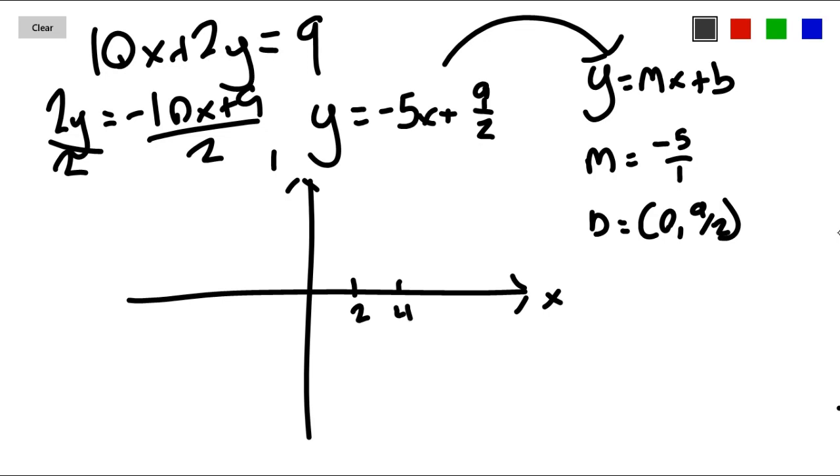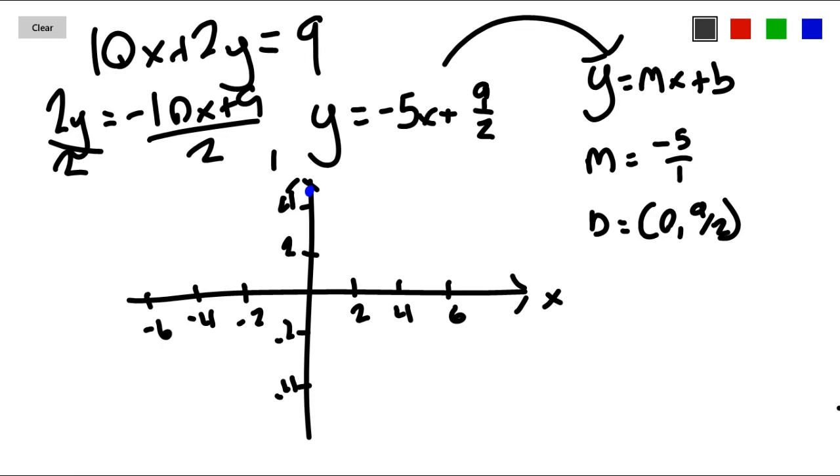2, 4, 6, 2, 4, negative 2, negative 4, negative 2, negative 4, negative 6. It's not going to be perfect, but just to get a general idea. So the point (0, 9/2) is going to end up somewhere right around here on the y-axis. And then for every shift in x, we're going to fall 5 units.